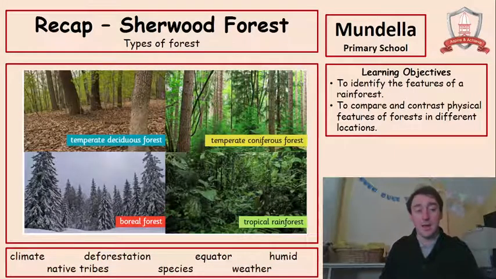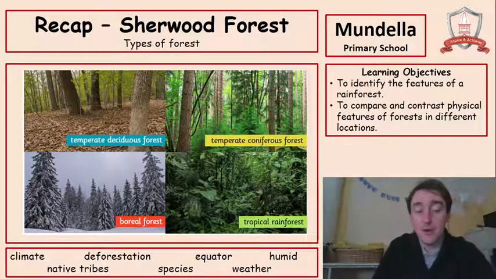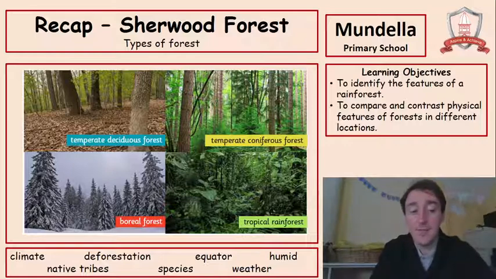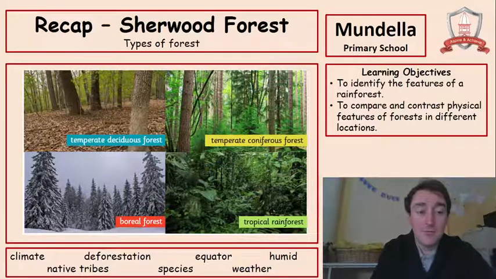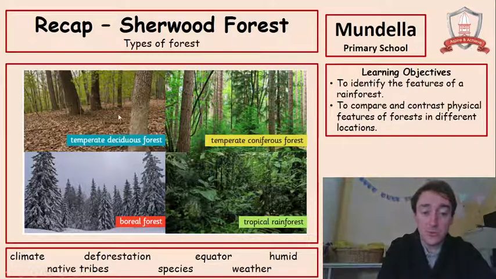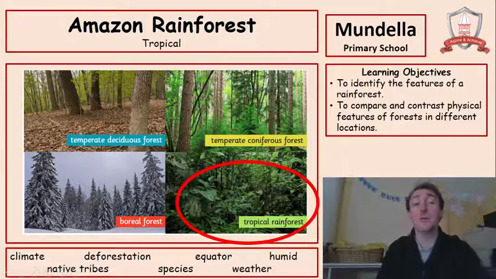So we're going to recap. First of all, Sherwood Forest. What are the types of forest? Which one do we find in Sherwood Forest? Well, what do you think? Is it temperate deciduous, temperate coniferous, boreal, or tropical rainforest? Well, it's not that one, because the recap of Sherwood Forest is that it was a temperate deciduous forest. But I've moved on, and today we're looking at the Amazon rainforest, which isn't this at all. It is in fact a tropical rainforest.